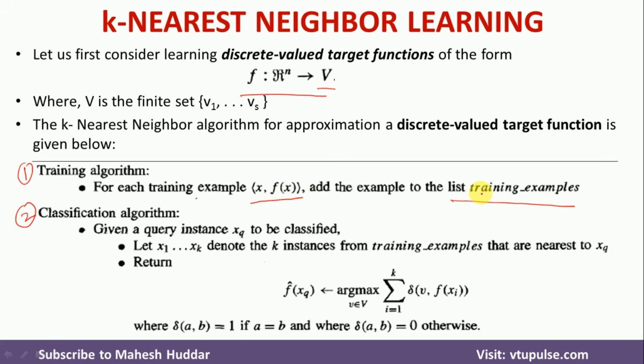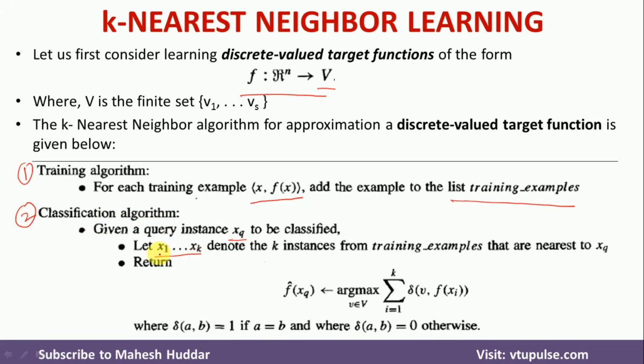That's it. But whenever we want to classify a new instance, let us say given a query instance xq, I want to classify this xq into one of the classes, we go to this classification algorithm. What we do here is identify the k examples from the training examples.